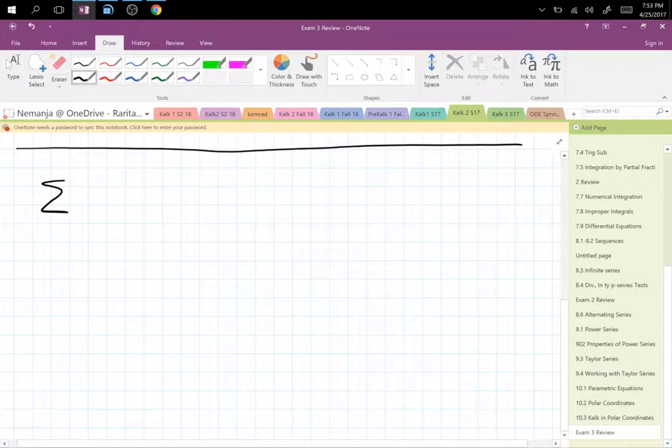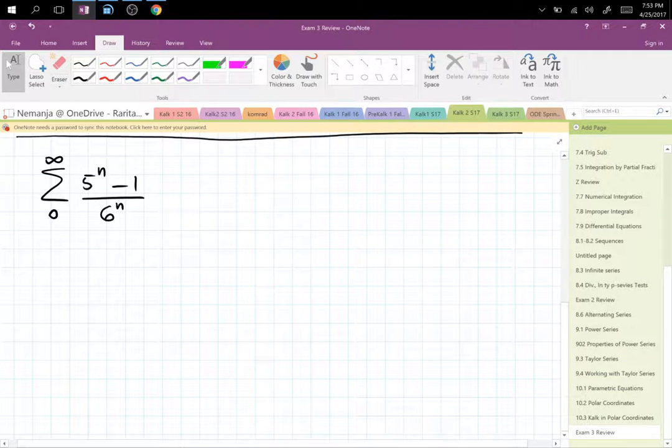Summation from n equals 0 to infinity of (5 to the n minus 1) over 6 to the n. Excellent. A question like this is one of the favorite questions that you would see at NGIT exams. They love these questions. So if you were taking the exam there, this would probably be on the test.